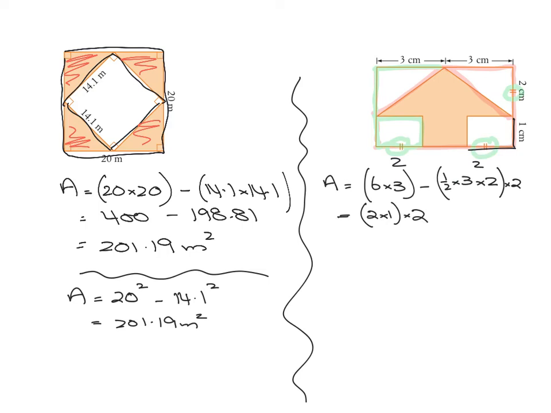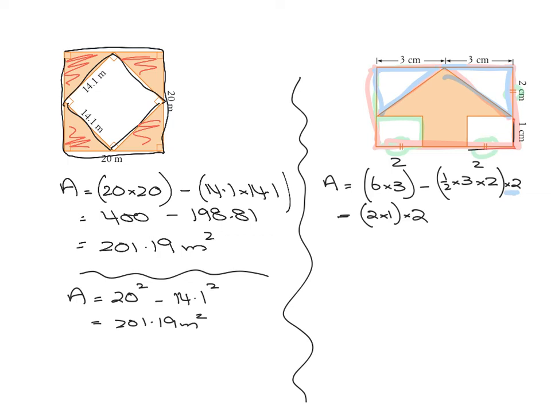Okay, so if you have a look at my setting out here, 6 by 3 is the large rectangle. So the 6 by 3 is this shape around here. Okay, hopefully you can see that. Then the half by 3 by 2 represents the 2 triangles. But notice what I've done. I've actually done half times 3 by 2, but I've done the times 2 outside of the brackets.